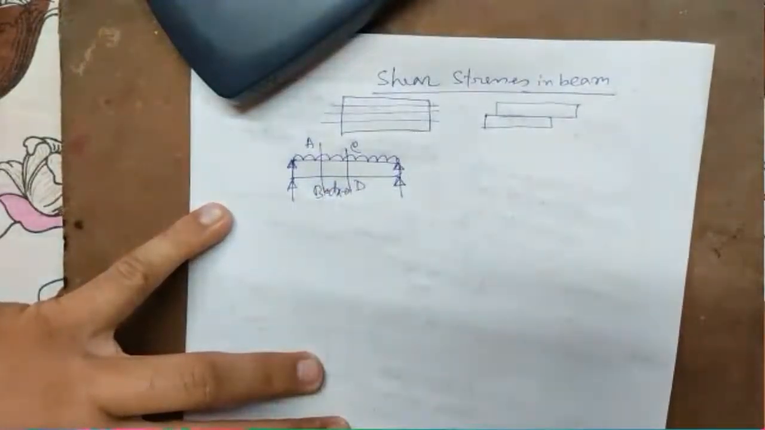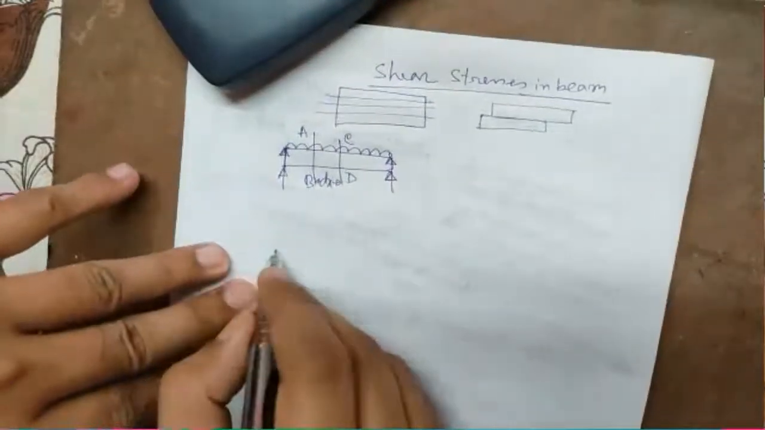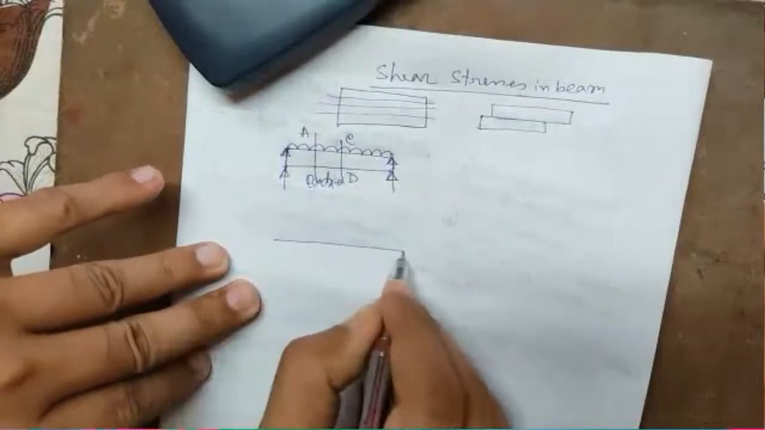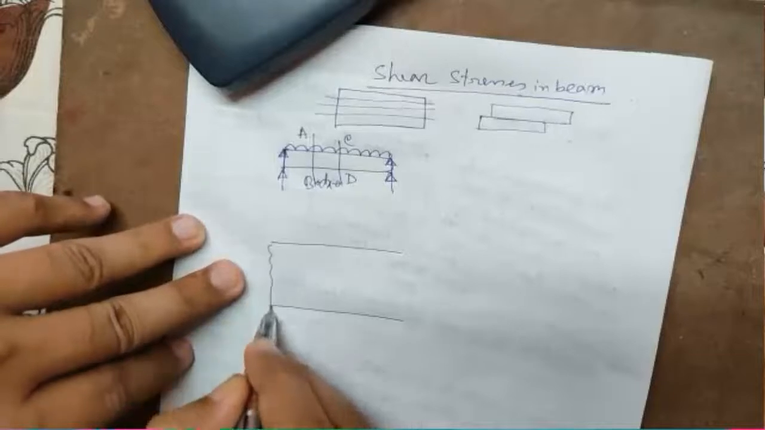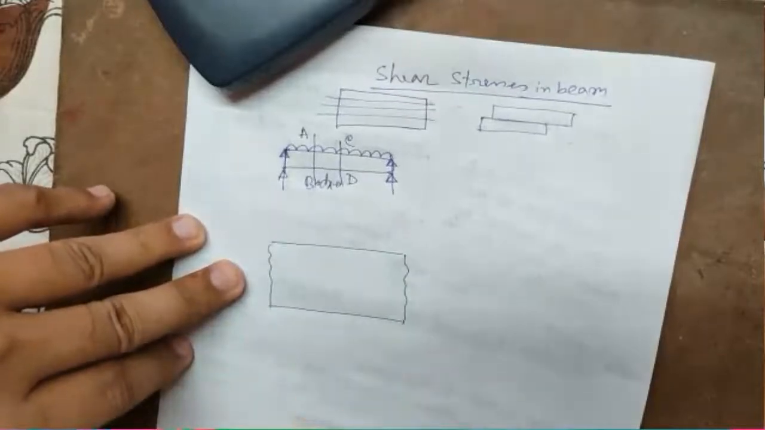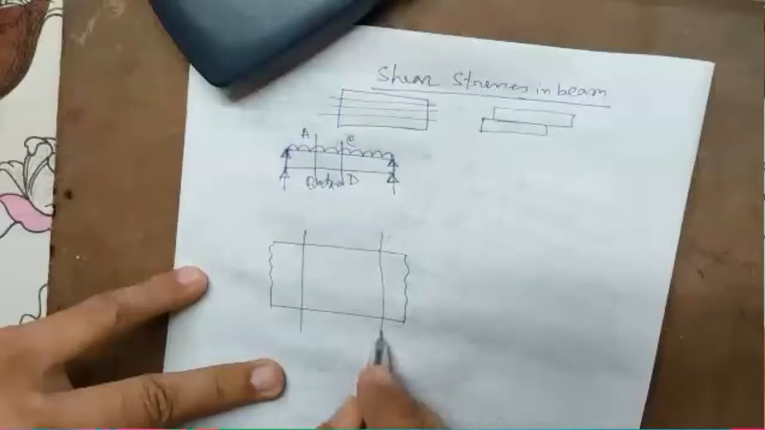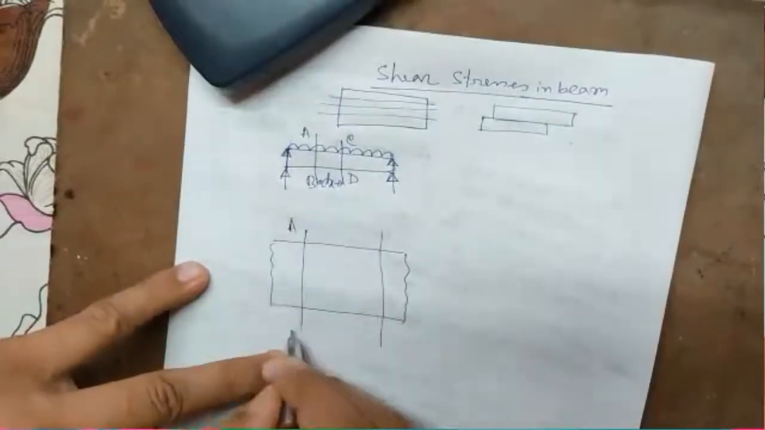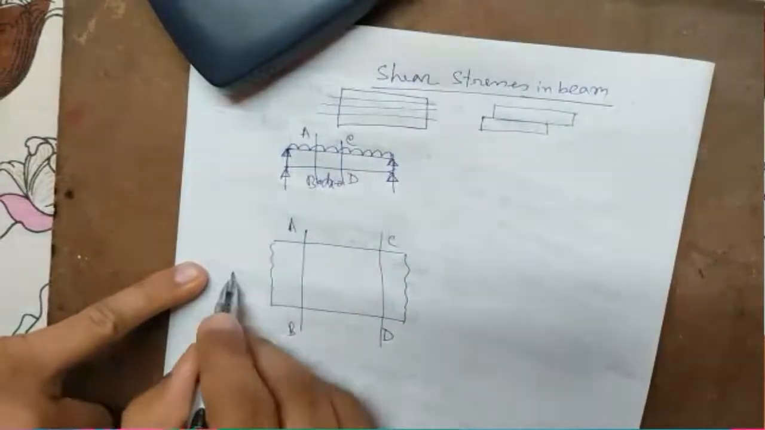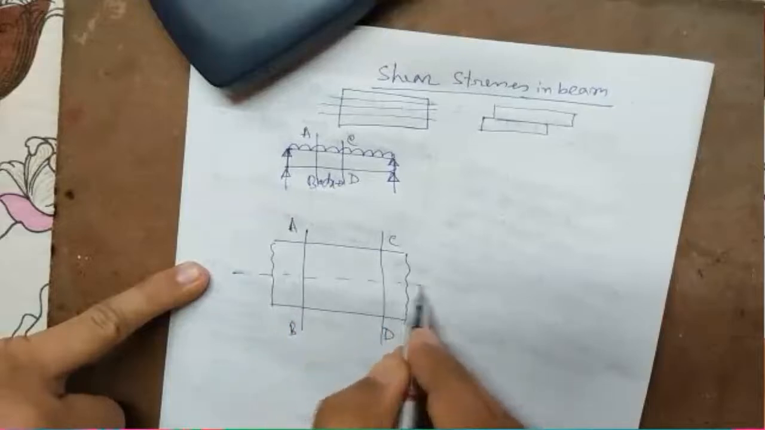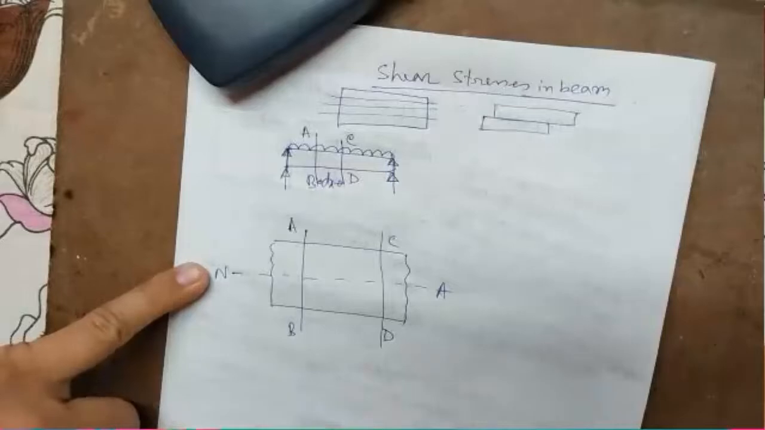Okay. Now, we will draw this section in a little magnified way. This section is extended in both of the sides. Here we magnify AB and CD section, where from the middle, from the centroidal axis, that will be the neutral axis.